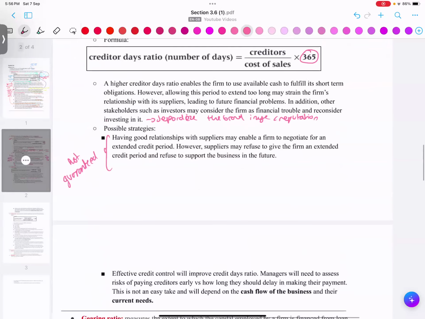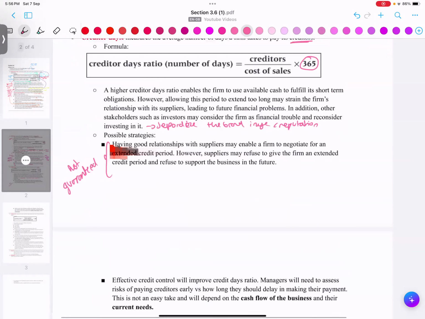Then you have effective credit control, which will improve the creditor days ratio. Managers will need to assess the risk of paying creditors early versus how long they should delay making their payment. This is not an easy decision and will probably depend on the cash flow of the business, like I previously mentioned, and their current needs. So basically this will be down to the managers. It is very context based, meaning that it's based on the case that you have and the situation that the business is in.